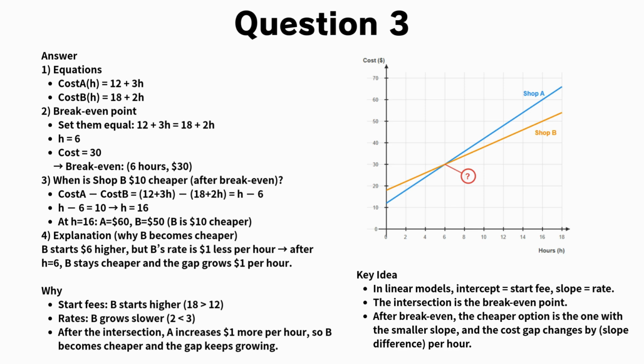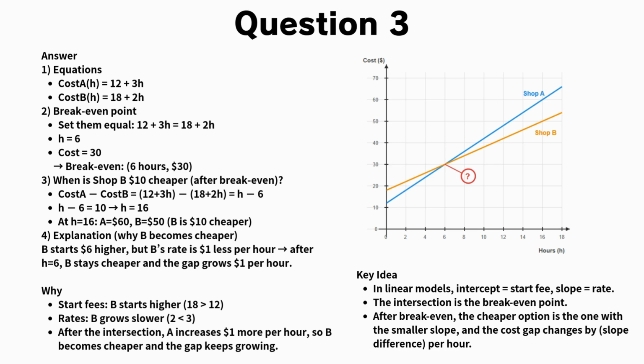Simplify. 12 plus 3H minus 18 minus 2H equals 10, so H minus 6 equals 10, which gives H equals 16. At 16 hours, A costs 12 plus 48 equals 60, and B costs 18 plus 32 equals 50, so B is $10 cheaper. Finally, why does B become cheaper even though it starts higher?